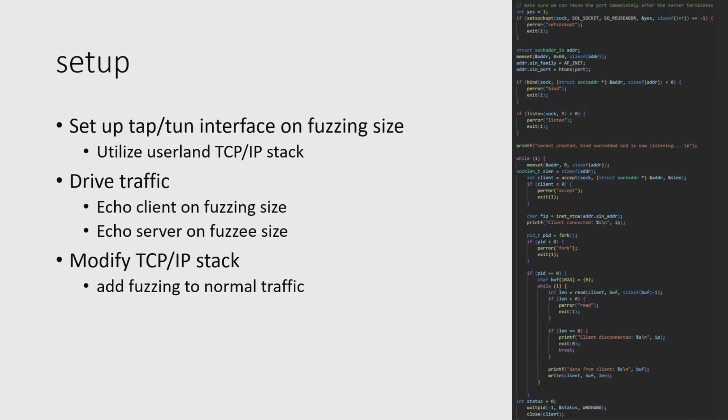And then you need something to drive traffic. So what I did is I created a simple echo service and an echo client. You do that in a loop and it ends up driving traffic till the end of time, which is great because now I can just hook into the network stack and start messing with things. Because the echo client and server just keep sending data back and forth, that just drives fuzzing, right? And then the last step in the setup is, yes, you need to modify your TCP/IP stack and add fuzzing to normal traffic.